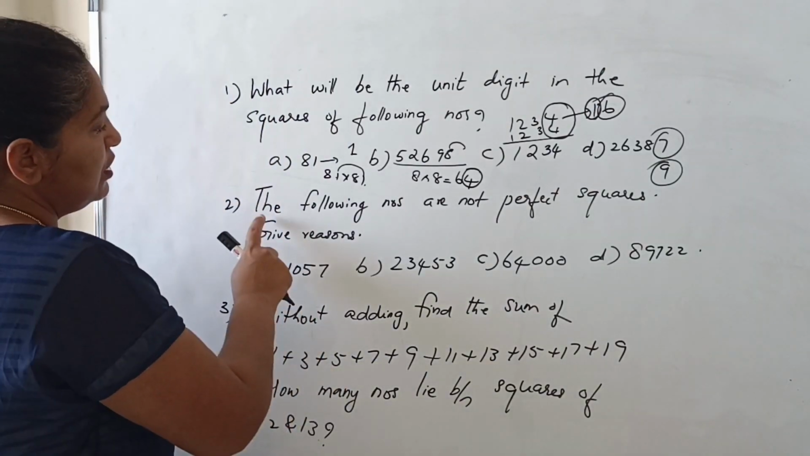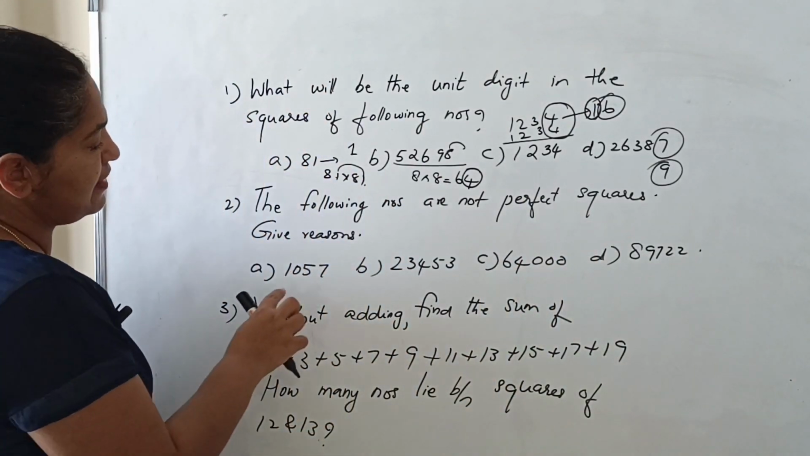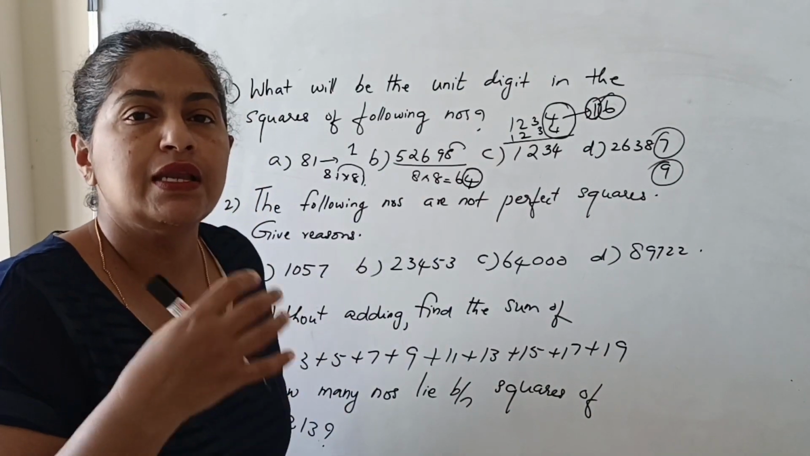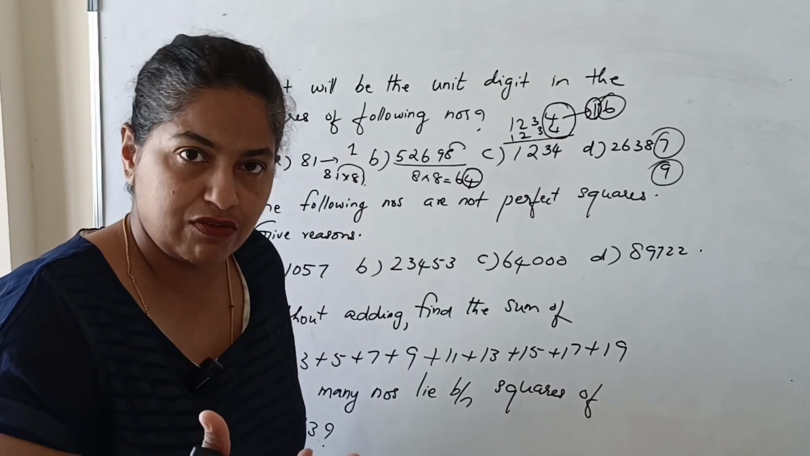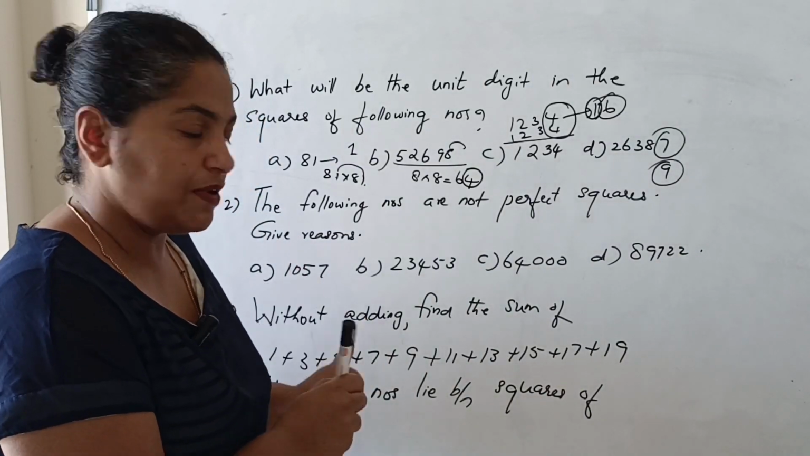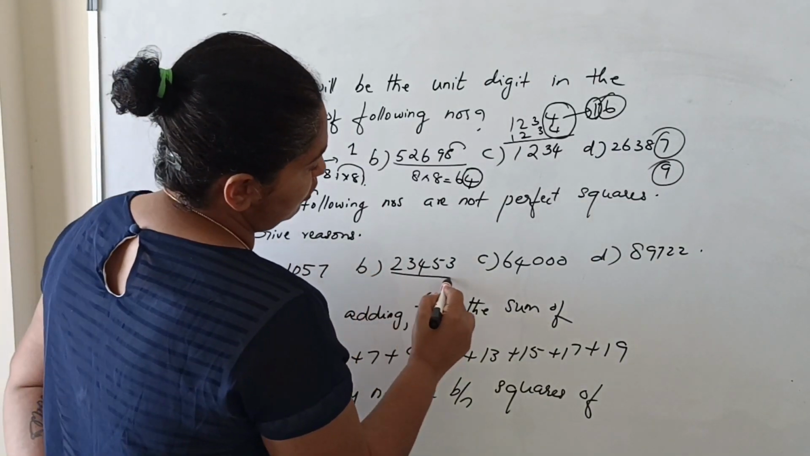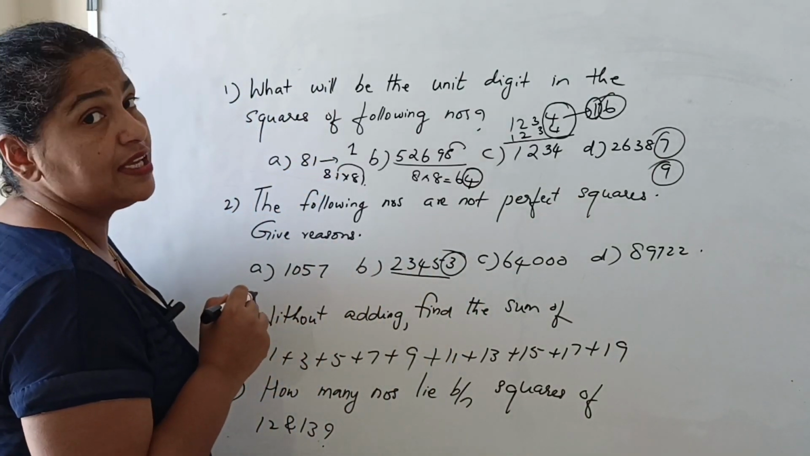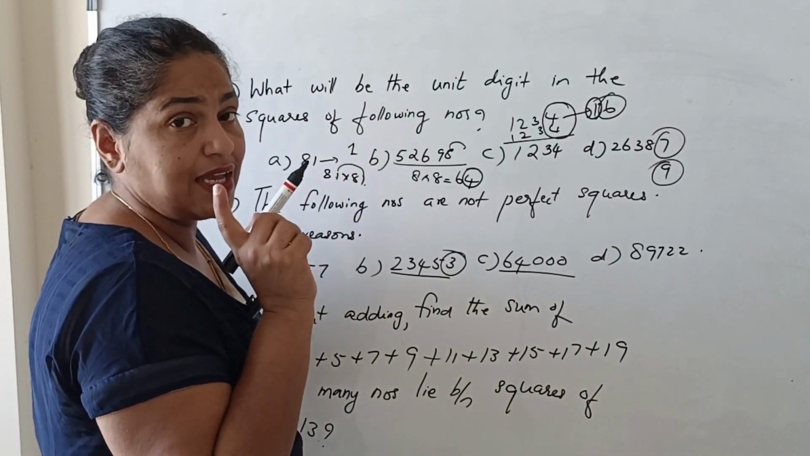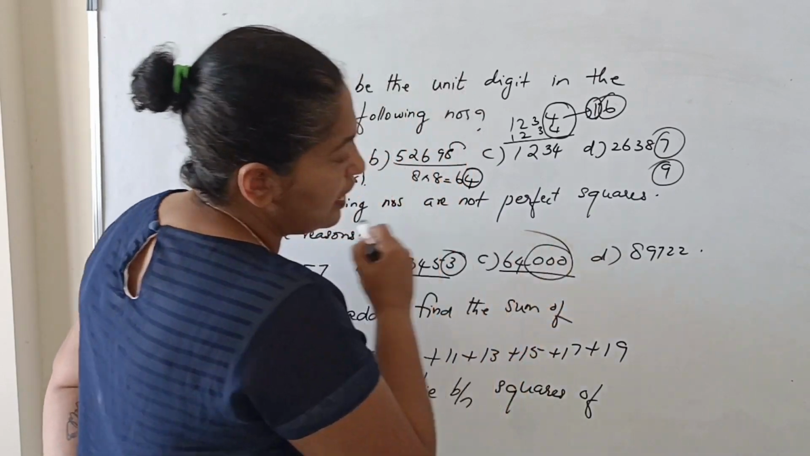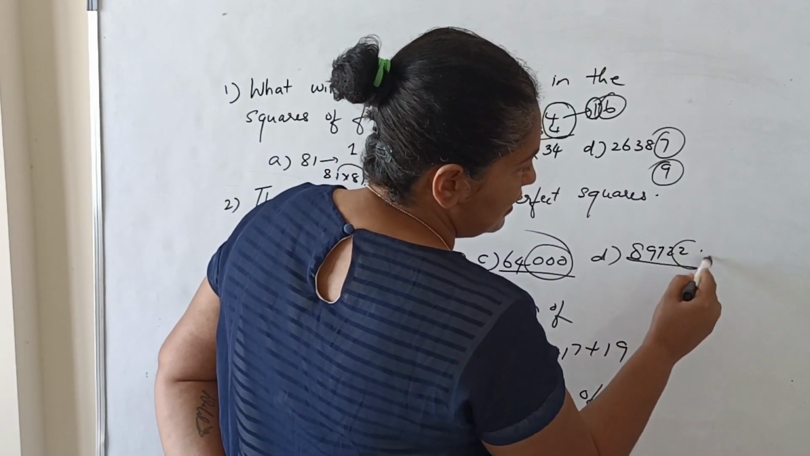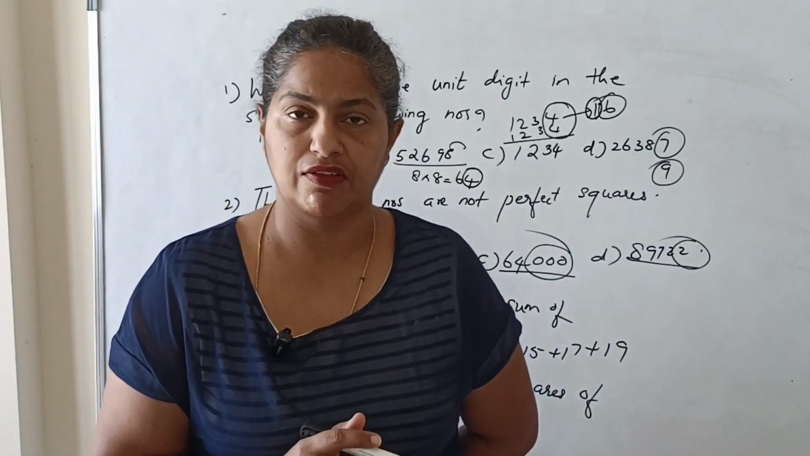Now, the following numbers are not perfect squares. Give reasons. 1057. We know 1057 is not a perfect square, the reason being a number ending with the digit 7 cannot be a perfect square. We have already seen why. The same logic applies to 23453. It is ending with 3, so it cannot be a perfect square. 64,000: the reason 64,000 cannot be a perfect square is that it has an odd number of zeros, not an even number of zeros.